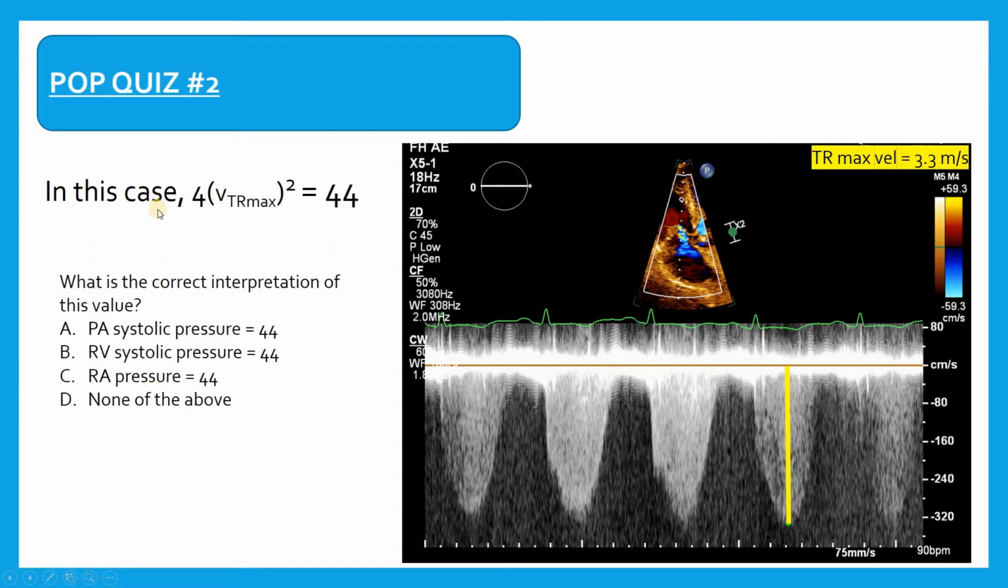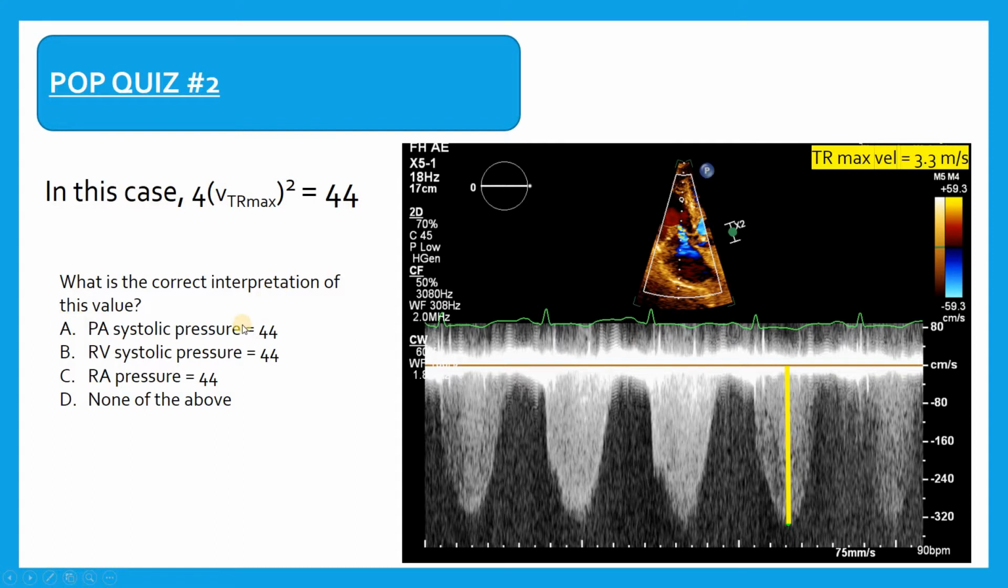So we can solve this now, right? In this case, my modified Bernoulli equation, 4v squared equals 44. So all I did was put 3.3 in here, squared it, multiplied by 4, and I get 44. All right, so were you paying attention? What is the correct interpretation of this value, this 44?